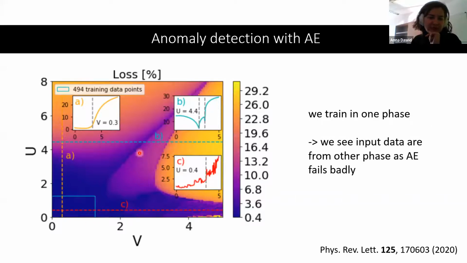But you see that you can find much more interesting phases and phase borders only from this analysis of autoencoders. So this is the idea behind the anomaly detection scheme with autoencoders. And we're going to use that. So this is, I hope, understandable. And now it's really the final method that we use.